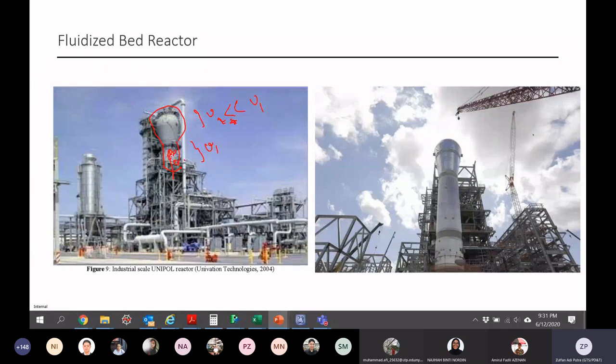Means the bed, you have the bed over here, it gets up, and then once over here, your superficial velocity is much lower than the minimum superficial velocity to maintain the bed. So the bed collapses, and then you can separate the catalyst bed from your gas out. So that's why you see a very strange shape over here, and then another shape over there. So that's why it looks like that.